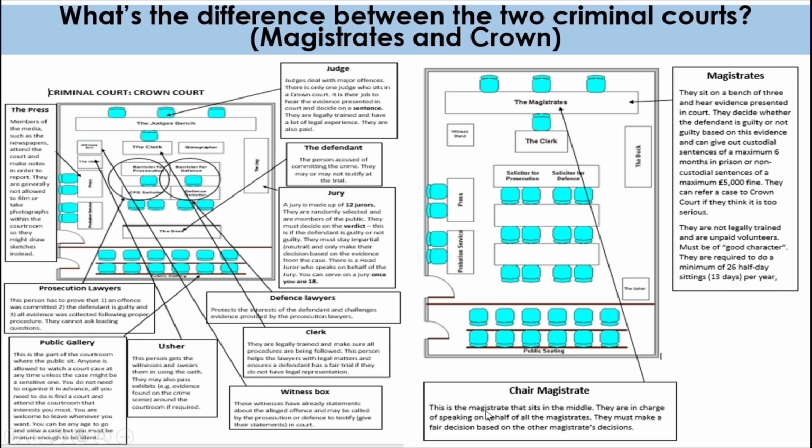There is a chair magistrate. The chair magistrate sits in the middle. They are in charge of speaking on behalf of all the magistrates. They must make a fair decision based on other magistrates' decisions too.